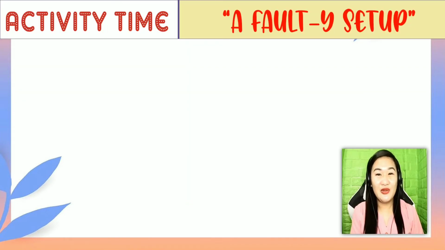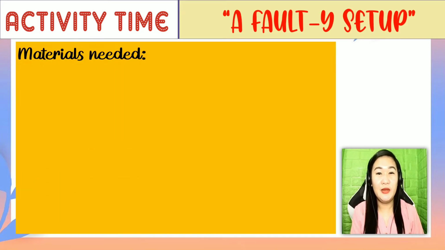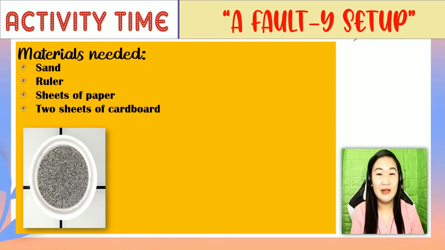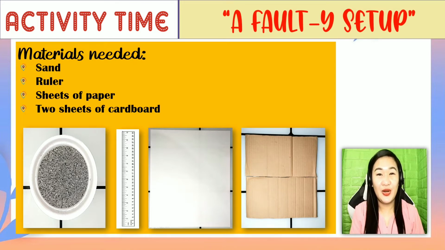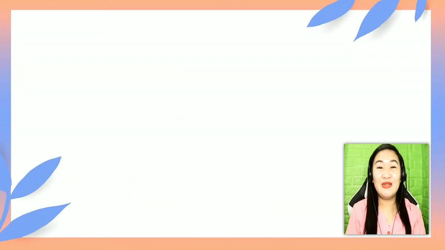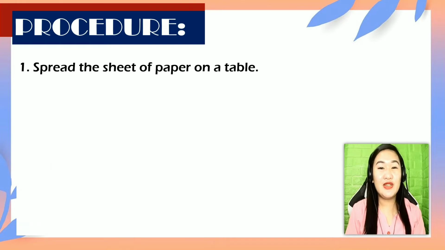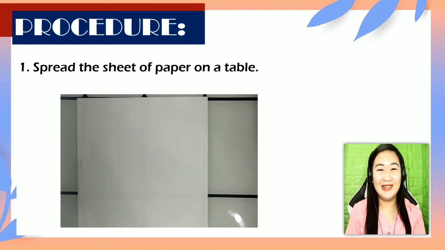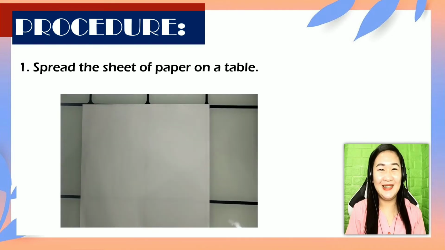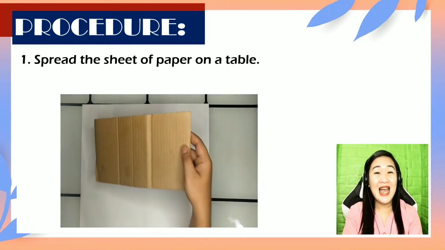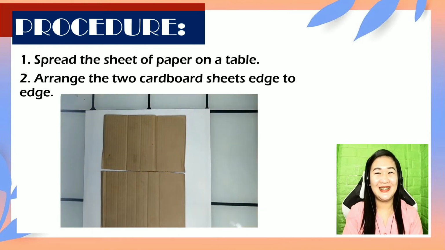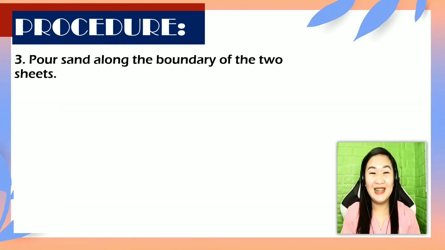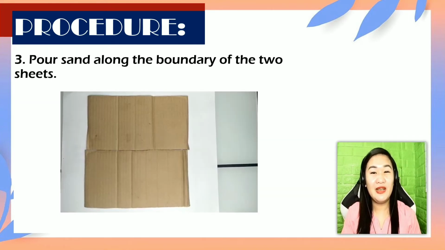This activity is called a faulty setup. In performing this activity, we need the following materials. We need sand, a ruler, sheets of paper, and 2 sheets of cardboard. First, we need to spread the sheet of paper on a table. Next, arrange the 2 cardboard sheets edge to edge. Then, pour the sand along the boundary of the 2 sheets.